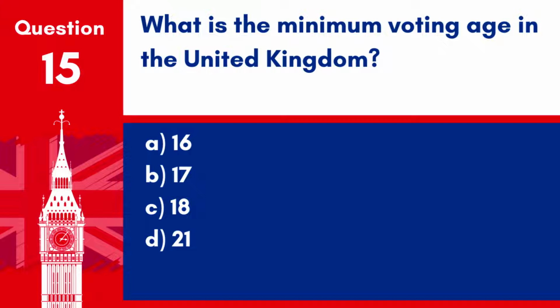Question 15. What is the minimum voting age in the United Kingdom? A. 16. B. 17. C. 18. D. 21.